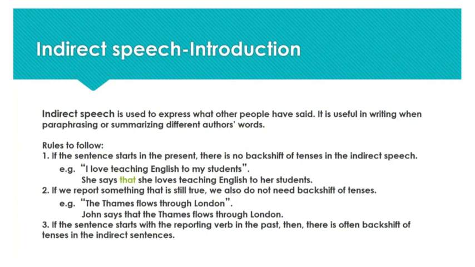Example, the Thames flows through London. In the indirect speech, John says that the Thames flows through London.